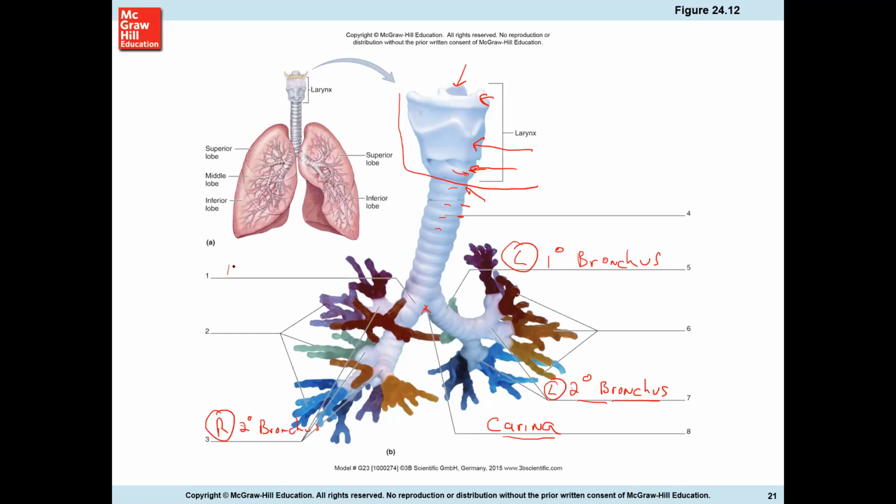Here's the right primary bronchus. Simple things that you don't want to get wrong, right? So 2 would be your tertiary bronchus, where it branches even more. And remember, this is the right side, and this would be your left tertiary bronchus. Bronchus is singular, bronchi is plural, and this would be your trachea.